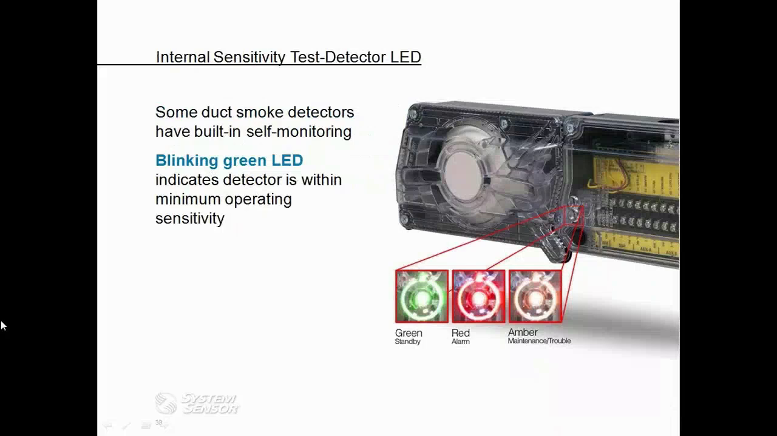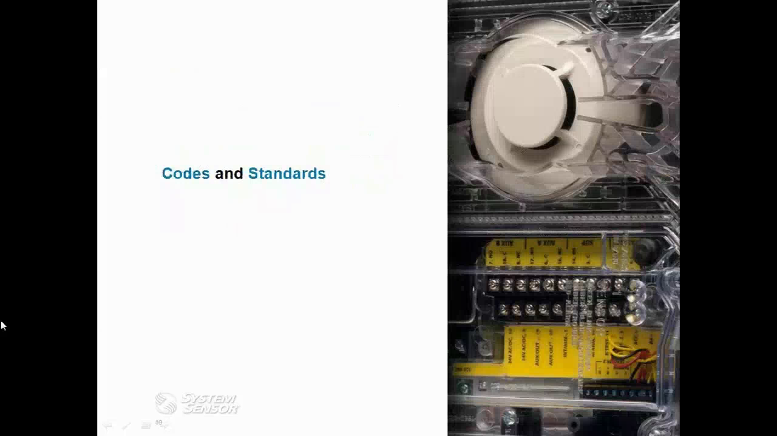There are some duct smoke detectors that monitor their sensitivity limits. With the System Sensor option, the blinking green LED indicates that the detector is within its minimum sensitivity limits. If the detector were to drift outside of its sensitivity limits, the LEDs would change from a green blink to an amber blink, letting you know that you're in a maintenance condition and that you may need to clean your duct smoke detector to get it back into those proper limits.